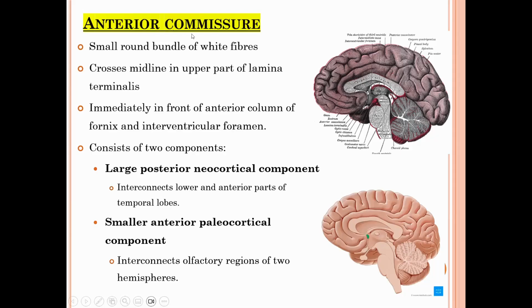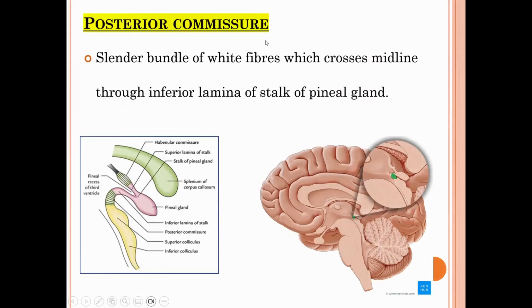So the anterior commissure consists of two fibers: the large posterior forming the neocortical component, which connects the lower and anterior part of temporal lobe, and a smaller anterior paleocortical component, which connects the olfactory region of the two cerebral hemispheres. So these two components are present in the anterior commissure. Then there is posterior commissure.